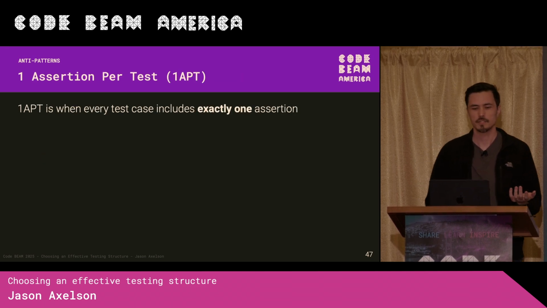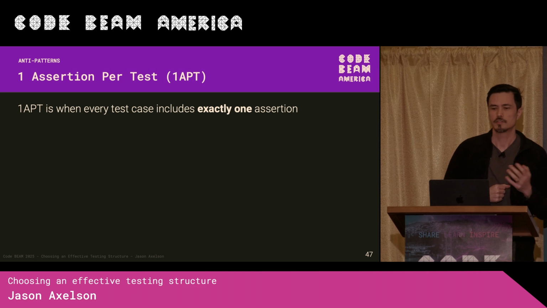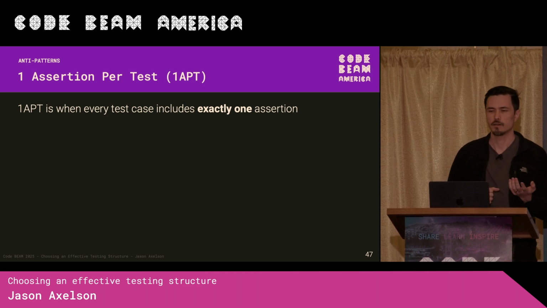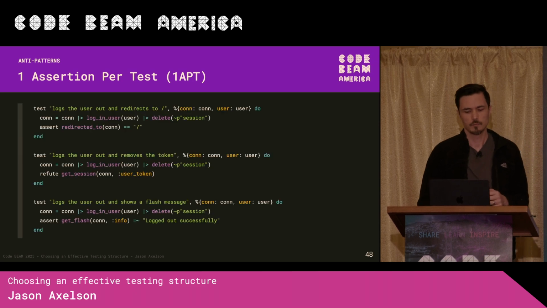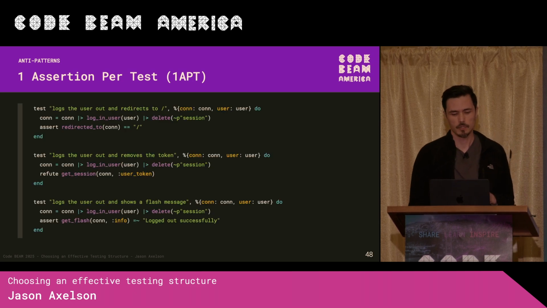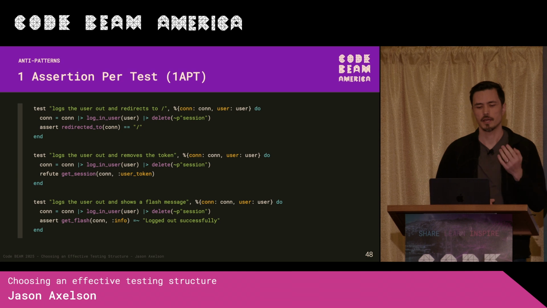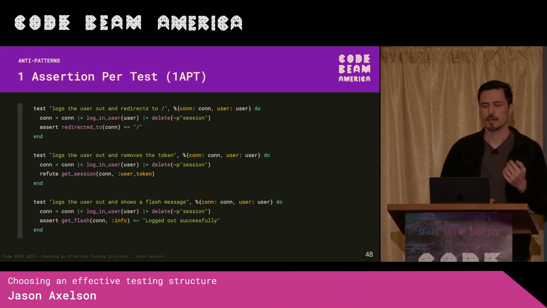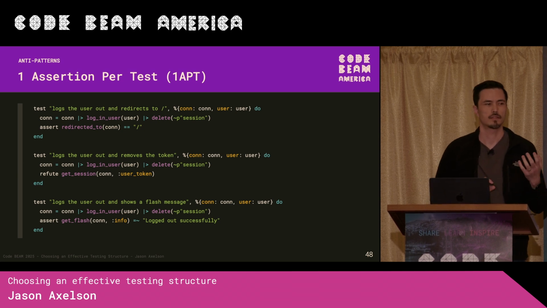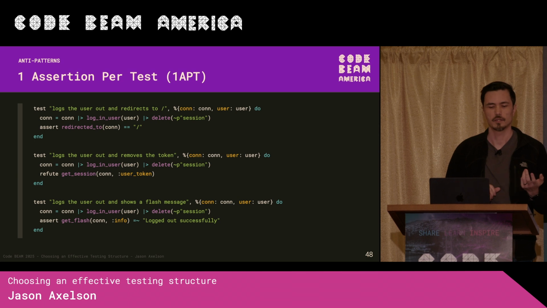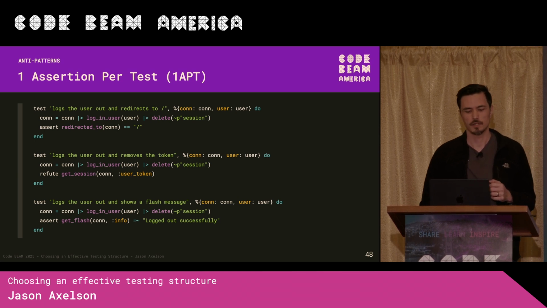Another anti-pattern I've seen is 1 assertion per test. So that's when instead of having tests that have 2 or 3, it has only exactly 1 assertion. And so for a Phoenix example, it might look like this. You're testing the logout, and you have 3 separate tests testing logout. One testing that the user has been redirected, another testing that the token has been deleted from the session, and a third that's checking that the user has seen a flash message.